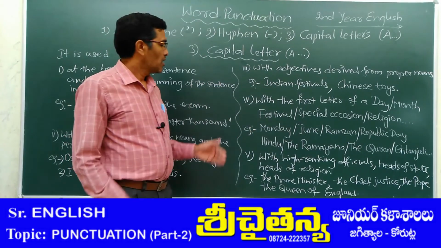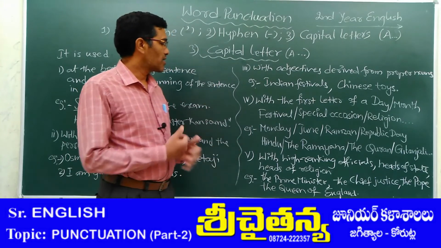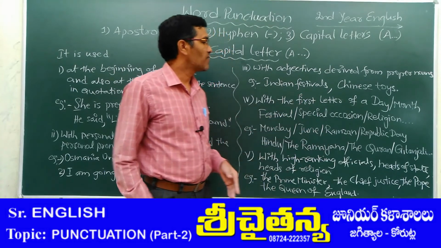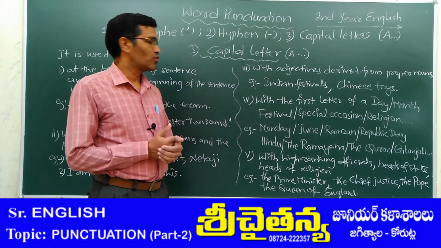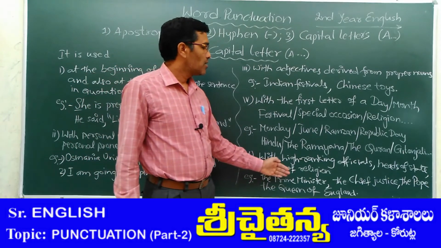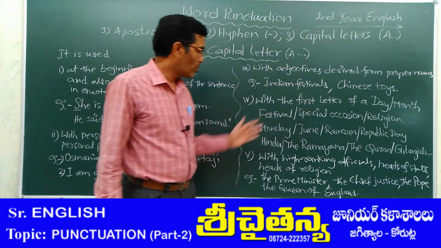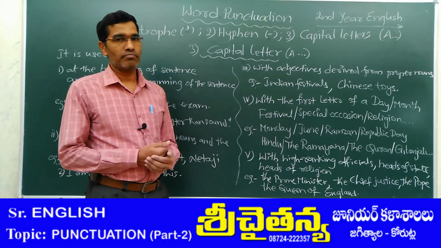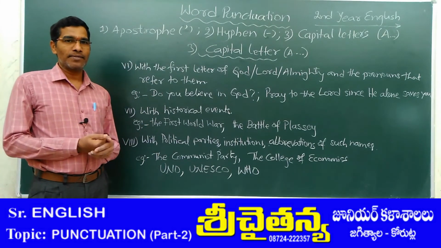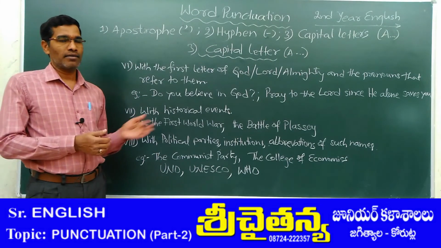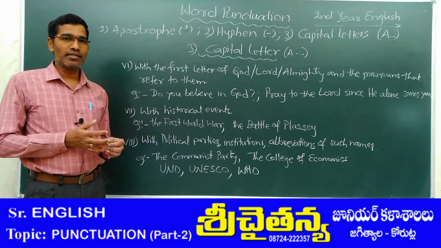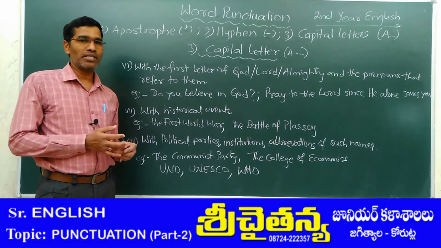Okay. The fifth use of capital letter is with high ranking officials, heads of states, heads of religion also. See the example: the Prime Minister, the Chief Justice, the Pope, the Queen of England. Okay. With this, I completed word punctuations and its uses. I hope I tried to make it clear by taking number of examples.